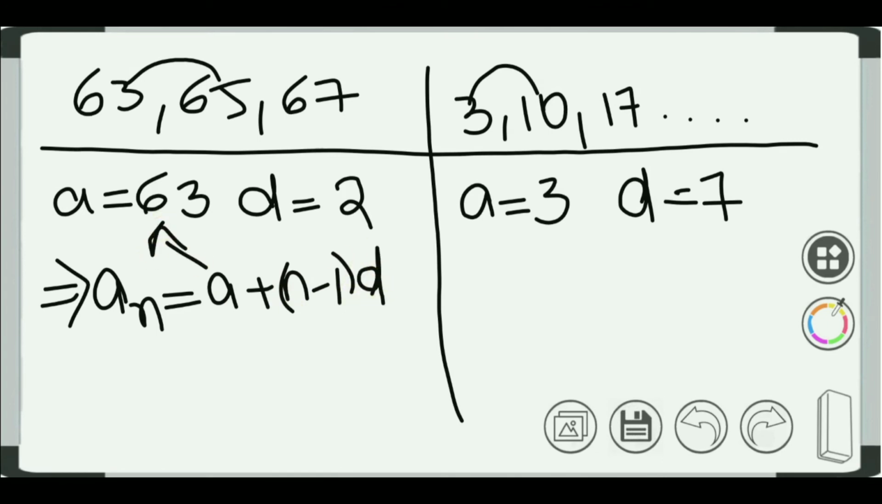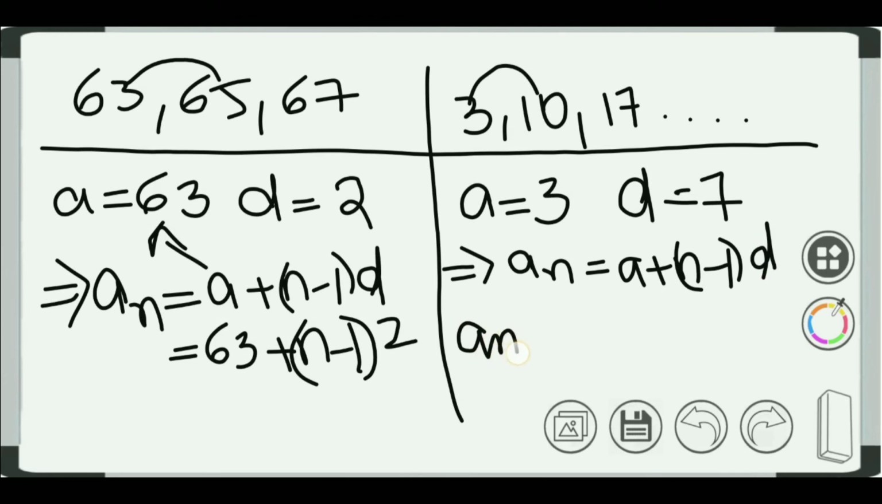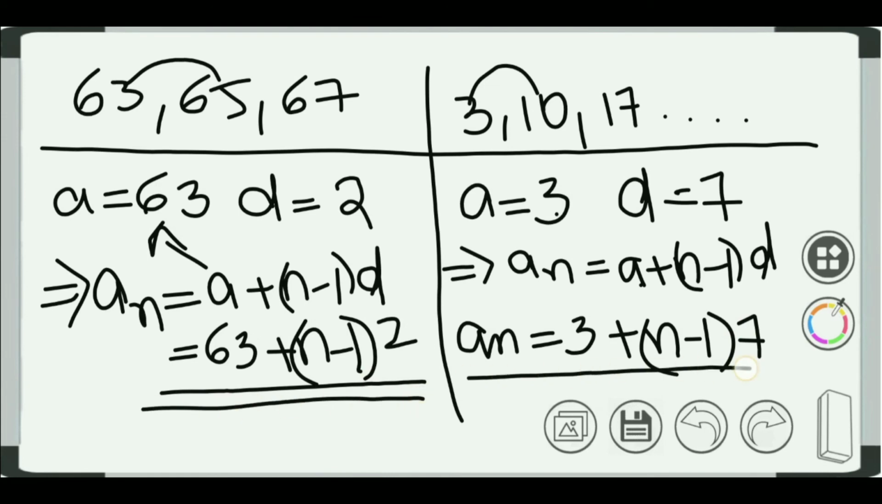A is 63, so 63 plus n minus 1 into d. D is 2. Okay. Same way here, An is equal to a plus n minus 1 into d. Okay, so An is equal to a is 3, 3 plus n minus 1 into d is 7. So you got the values of nth term for both the APs.